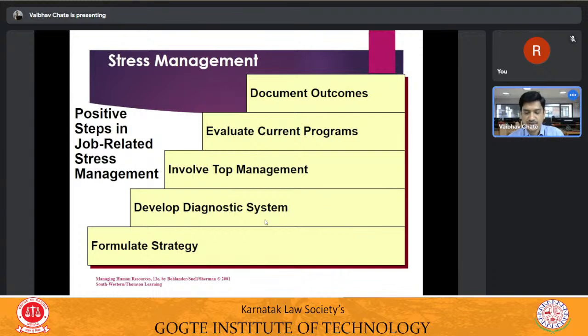That means some case studies will be introduced so that you'll have an idea how this particular OSHA is going to help. Why is this particular OSHA again important? Nowadays the stress level of individuals is getting enhanced. That means we need to address stress management. So stress management is again part of OSHA. That means it might be connected with the positive steps in job related stress management.